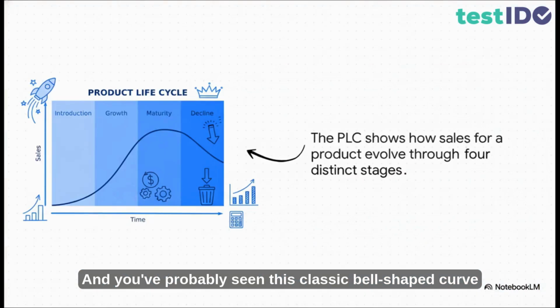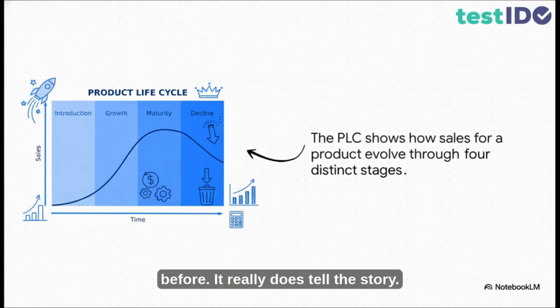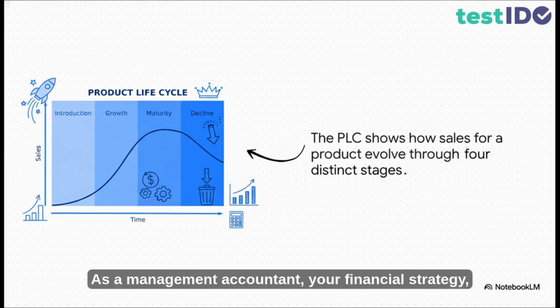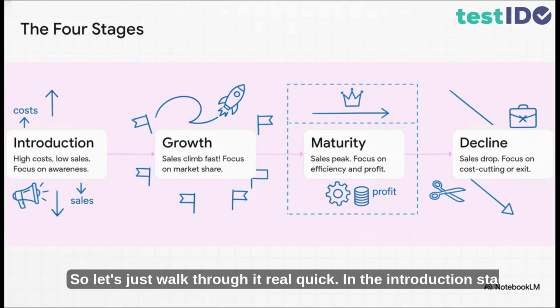And you've probably seen this classic bell-shaped curve before. It really does tell the story. Pretty much every product, from its launch to its decline, tends to follow this kind of path. As a management accountant, your financial strategy, your pricing, your marketing budget, your cost controls, it can't be static. It has to adapt to each of these stages. So let's just walk through it real quick.